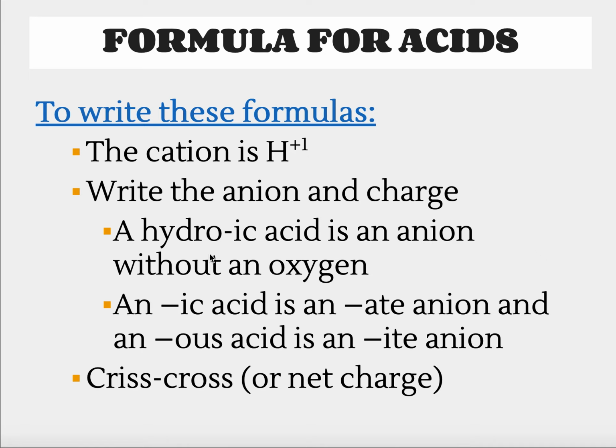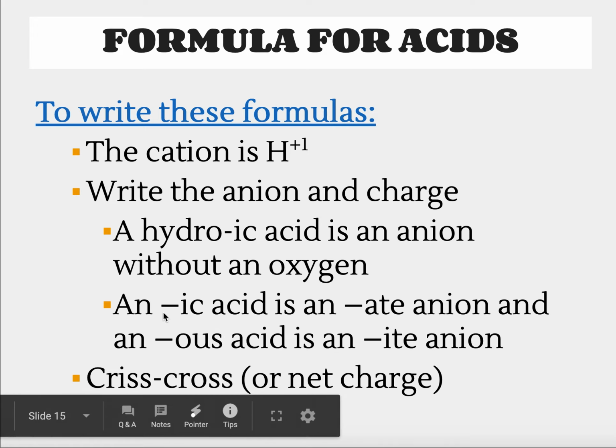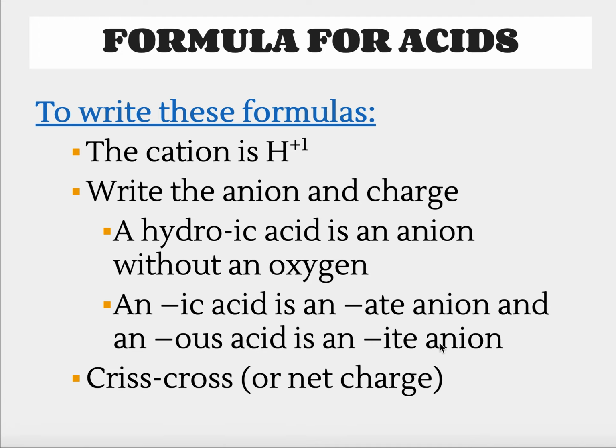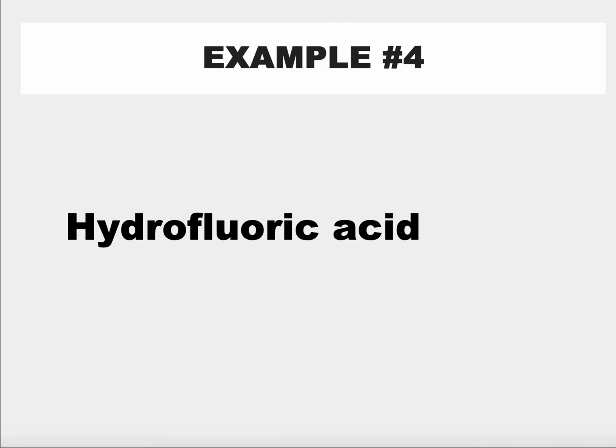So a couple things to know: if it starts with hydro, then you know there's not going to be any oxygen. And if it doesn't have hydro, then we're looking for those polyatomic ions, the sulfates, the nitrates, or the chlorides, or the hypochlorites, whatever the case may be, to figure out what anion it is. Because once we know what the ions are and their charges are, then it's just what we've been doing with ionic compounds. So let's look at an example.